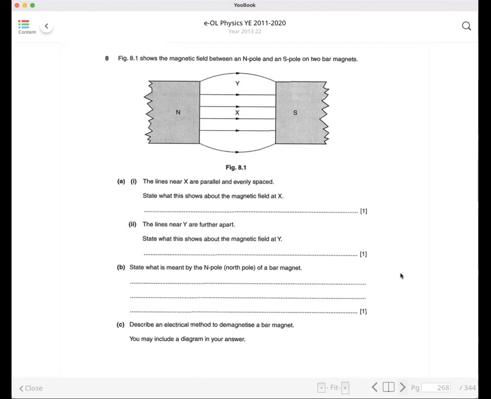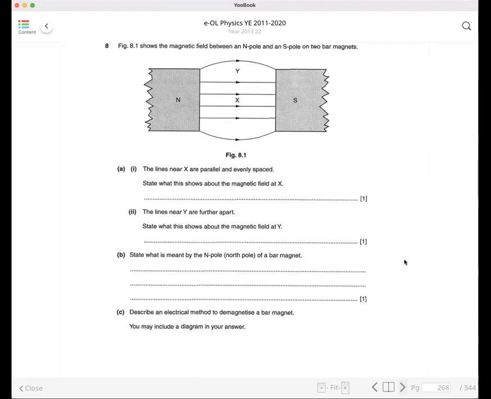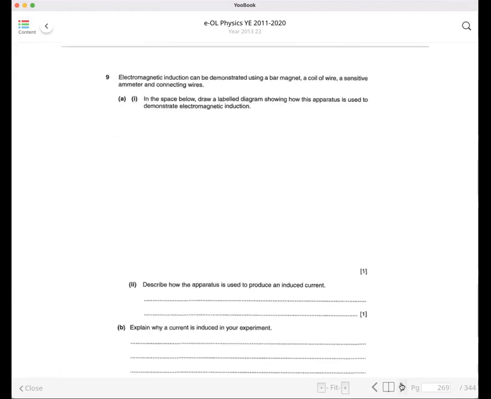So what is meant by the north pole of a bar magnet? Basically, first of all, the north pole of a bar magnet will always point to the Earth's north pole. That's number one. Number two, it will always repel the north pole of another bar magnet and attract the south pole of another bar magnet. Understand? Okay, let's continue.